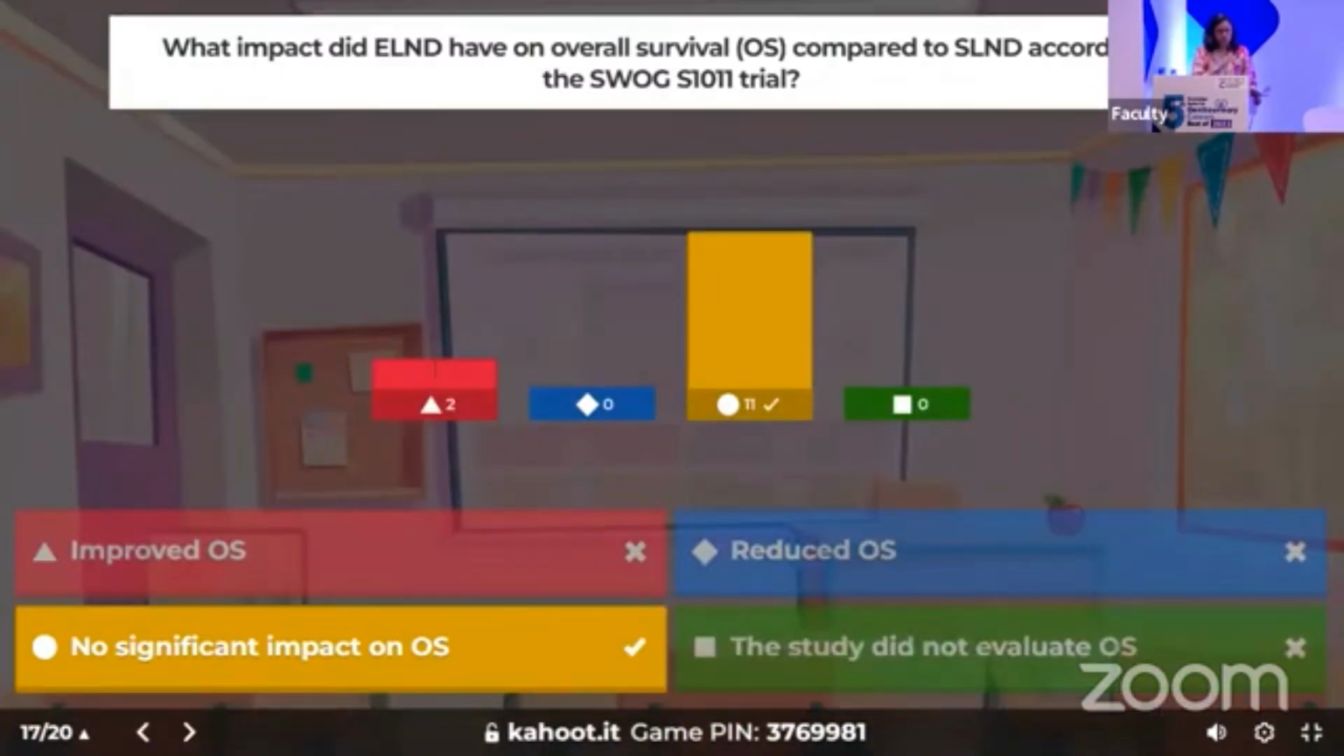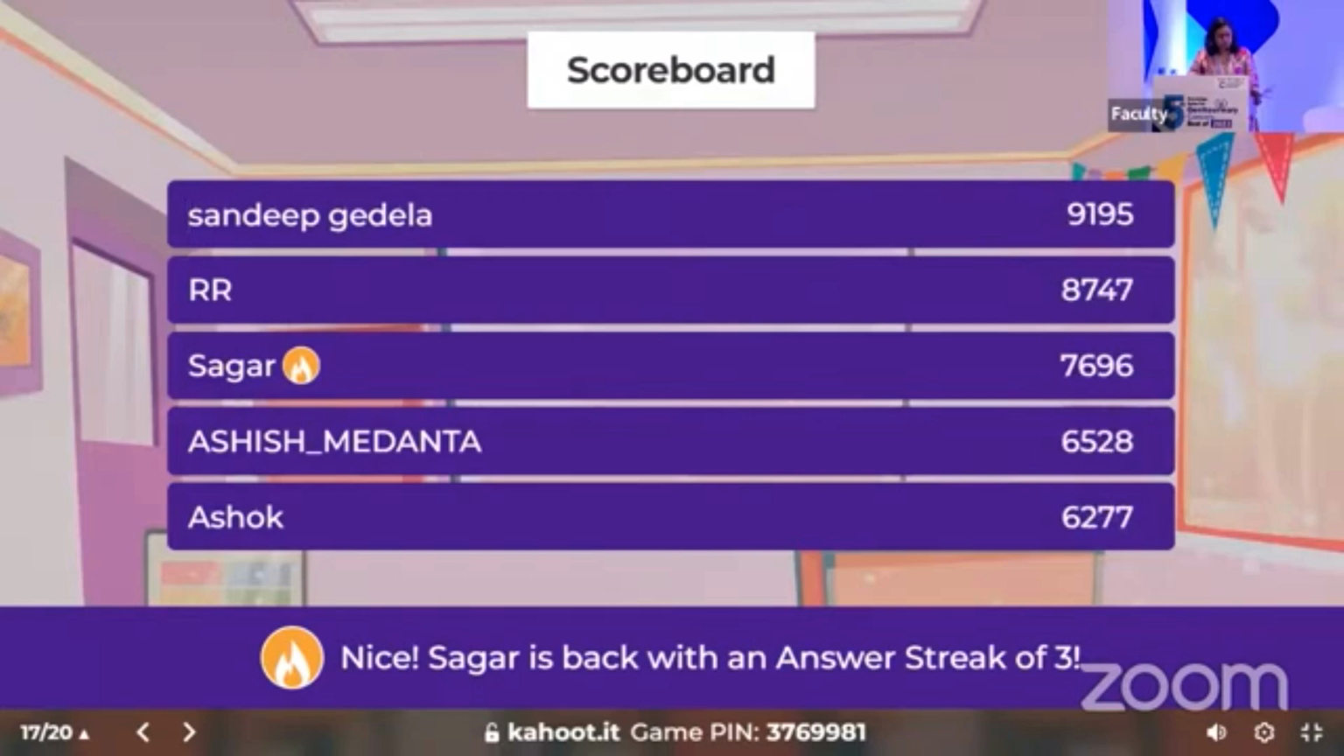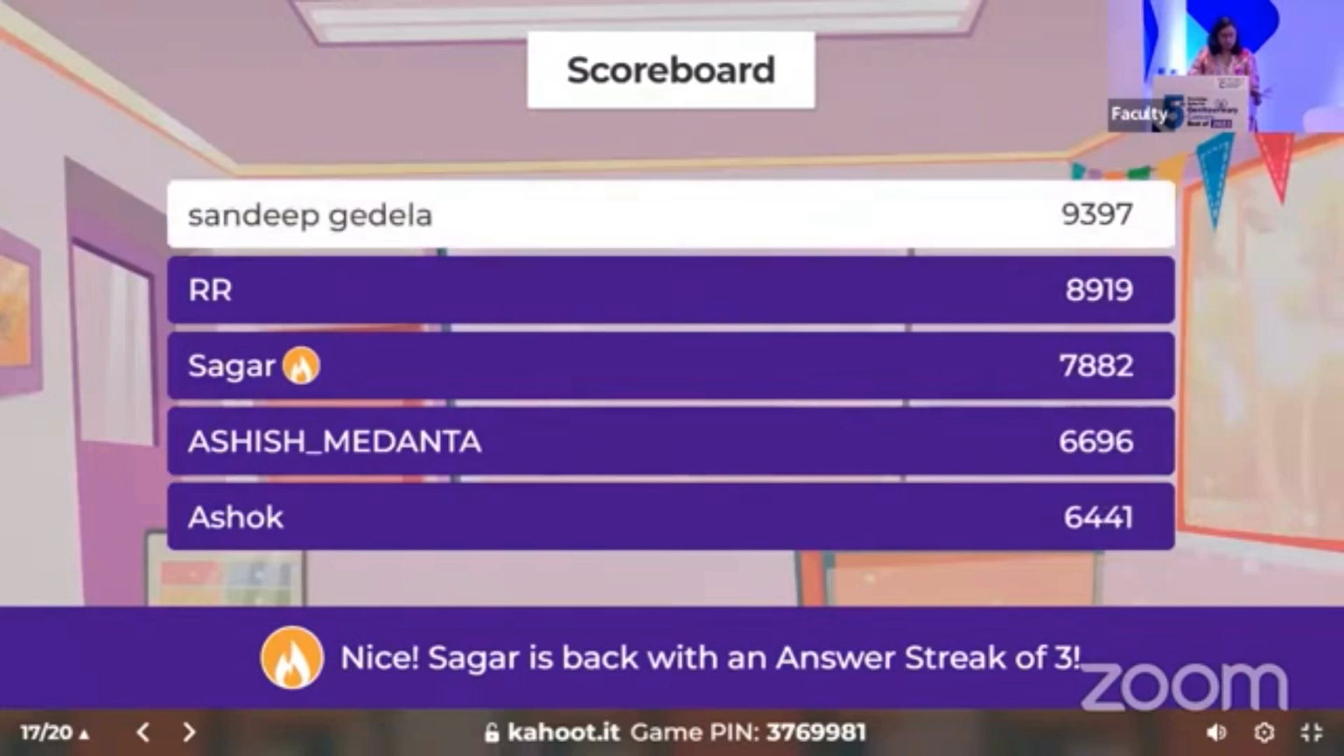So the correct answer is it did not impact the overall survival, and most of them have answered it correctly. So let's go on to question 18. Sandeep is still leading, followed by RR. Question 18, please.